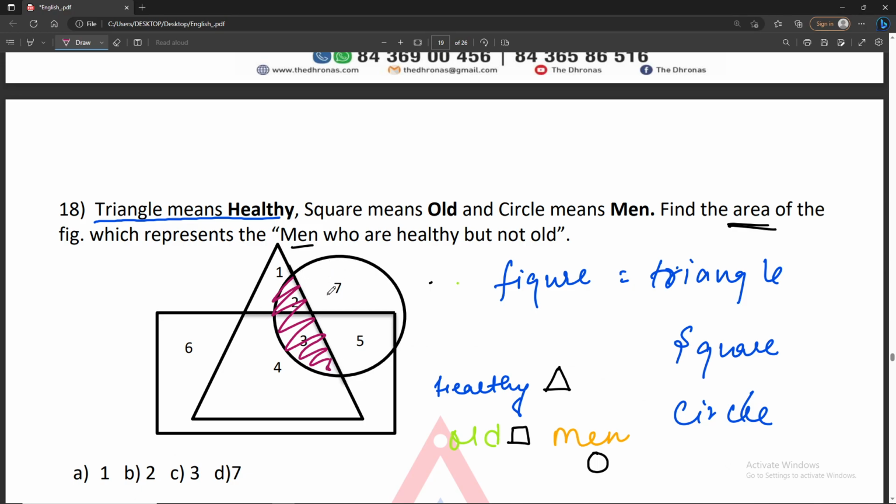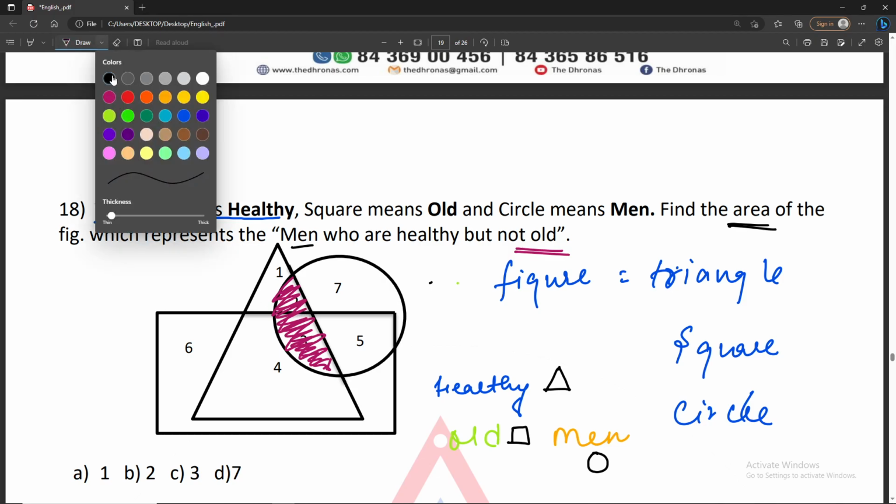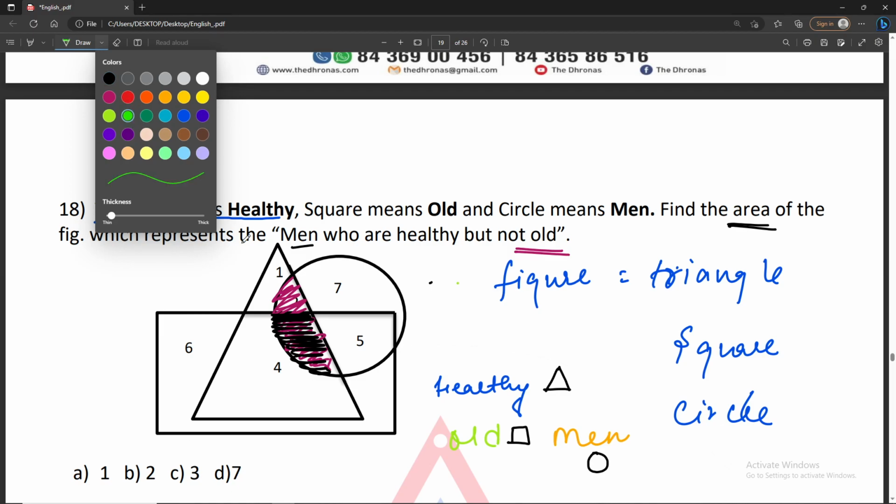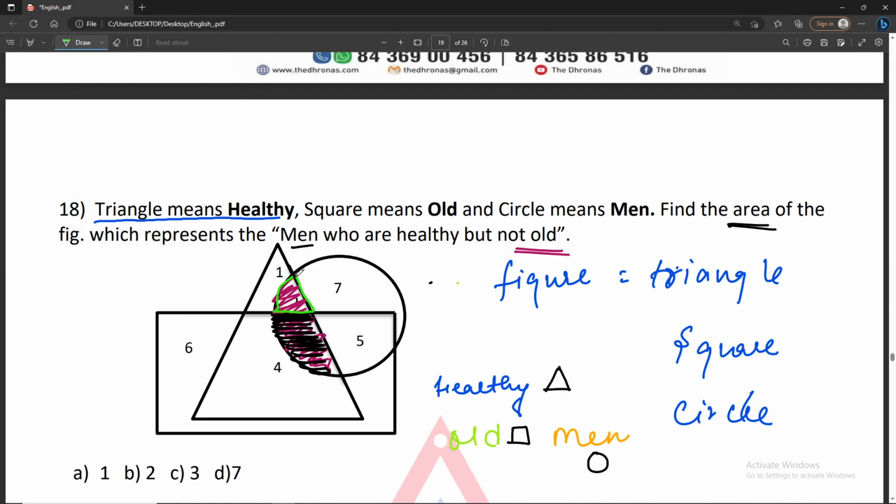Because this portion is not healthy, this portion is also not healthy. That means only this portion comes where men and healthy can combine, but not old. And old we have the square part. That means this part should not be there. That means only this part should be the answer. Hope you got my point. I am rubbing it so that you can clearly see what's going on.